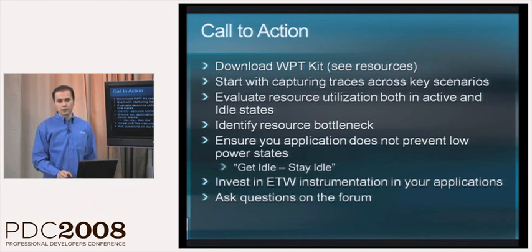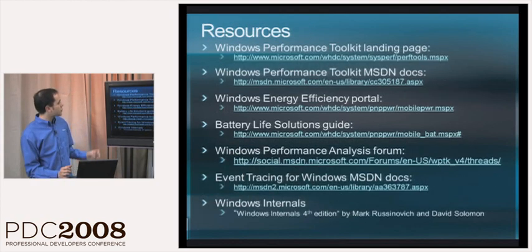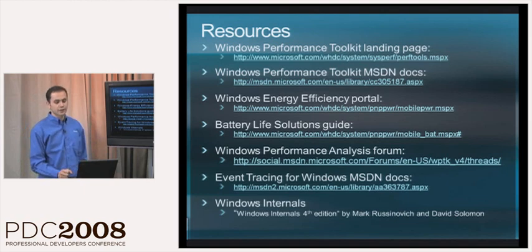And we have a forum available for you publicly where you can ask questions and share your war stories of what works and what doesn't. This will also be available in the resources slide next. So let me briefly go through the resources. The first link is the Toolkit landing page that I've already shown you previously in this talk. The second page is the MSDN documentation. We have a wealth of documentation for the tools available on MSDN, as well as a downloadable CHM included with the toolkit as well. The third link is a link to the portal of energy efficiency.